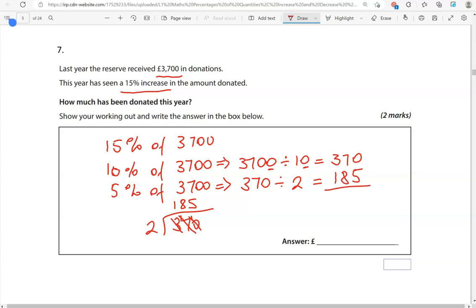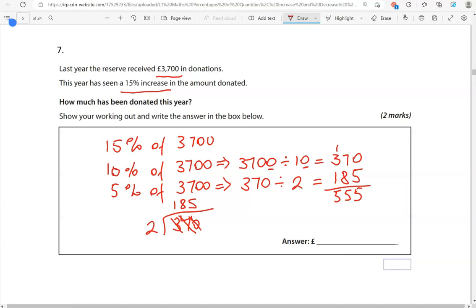So 15% will be 370 add 185. 0 and 5 gives us 5. 7 and 8 gives us 15. So 5 down and 1 carried over. 3 and 1 is 4 and the 1 is 5. So that is 555. 15% of 3,700.